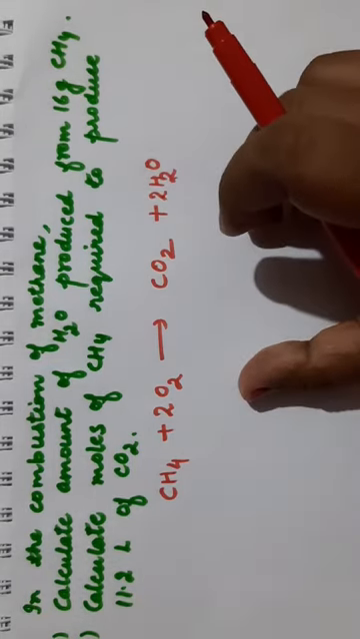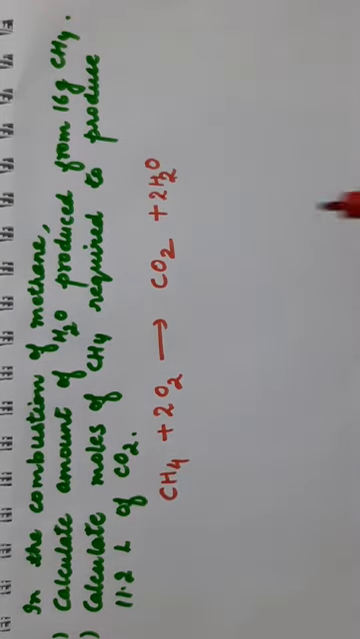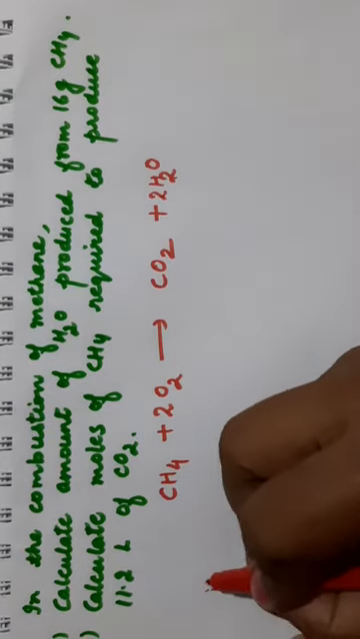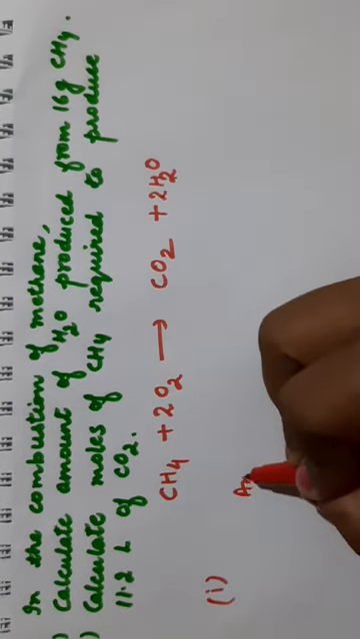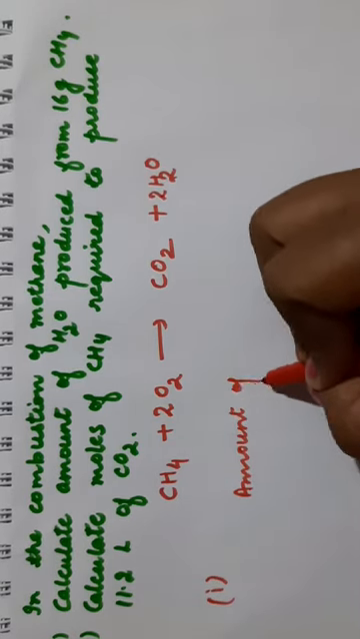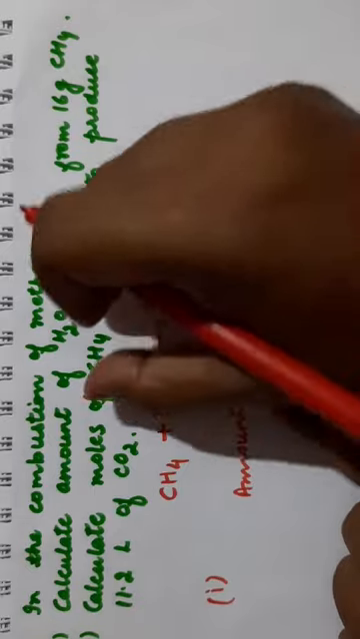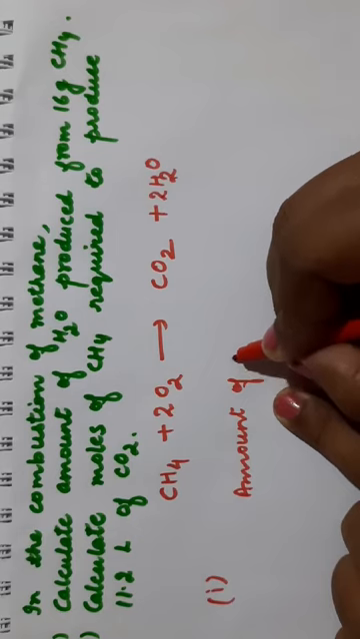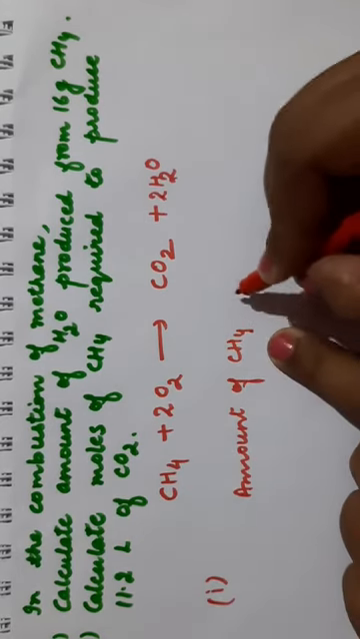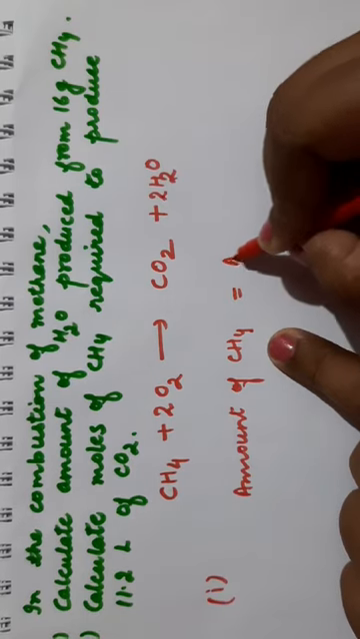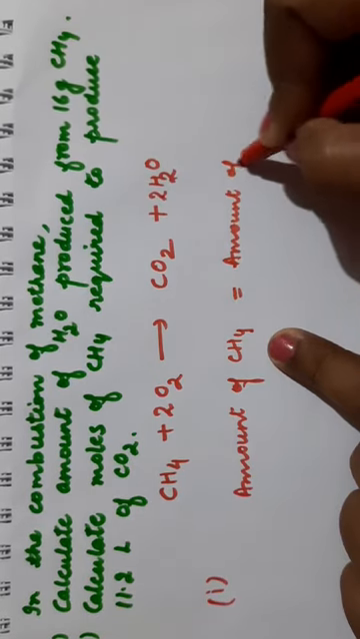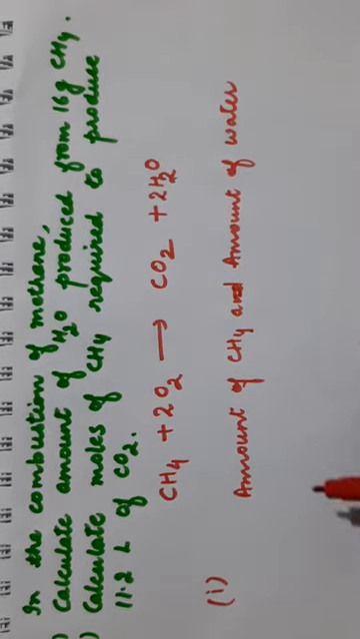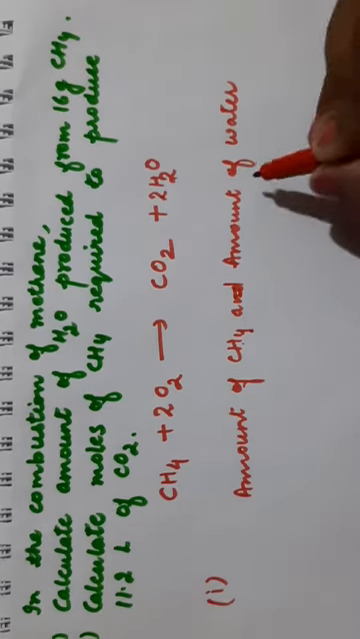Now using this balanced chemical equation, we will solve the first part. Calculate the amount of water produced from 16 gram of methane. So in the first part, you have to write the relation between the amount of methane and the amount of water. See, whatever you have to find, the amount of water, write it on this side of the equal sign. So the amount of methane you will write here. Clear? You have to write a relation between them. So what is the relation between the amount of methane and the amount of water?